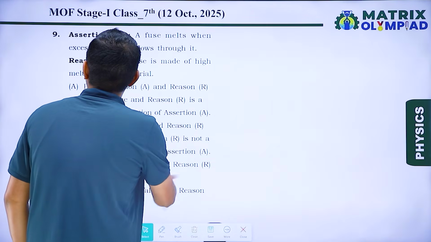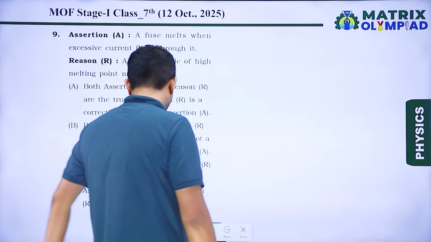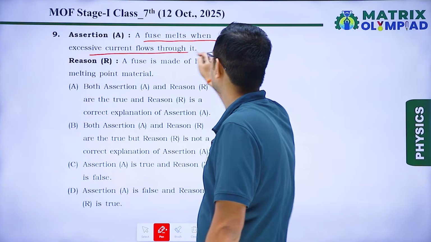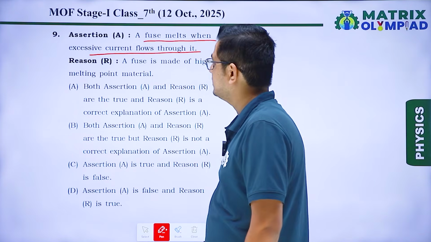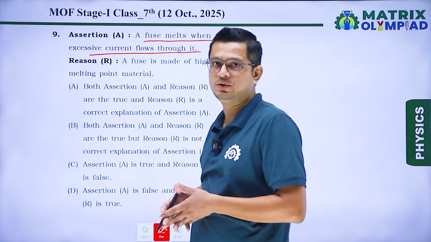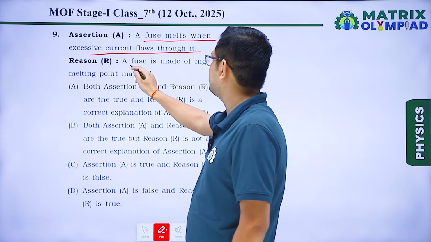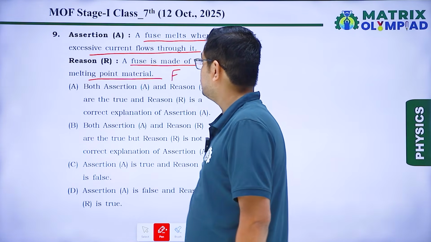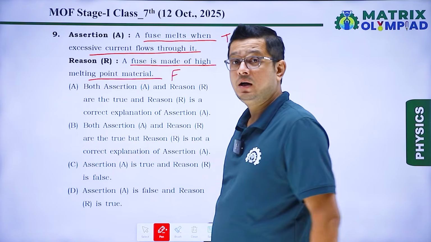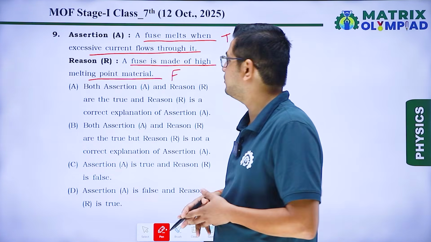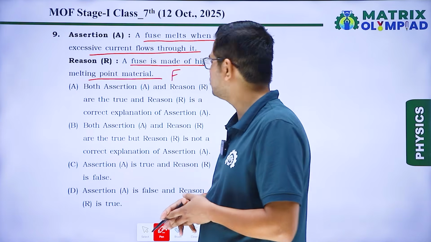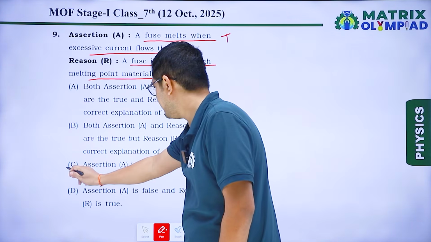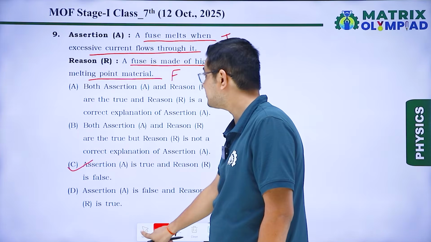Okay. Next question, that is question number 9, assertion reason. In assertion, a fuse melts when excessive current flows through it. Yes, this is a true statement. That's why it will break the circuit due to faulty condition. In reason, fuse is made of high melting point material. No, this is false. Fuse wire is made of a material having low melting point. Okay, tin and lead is used for it generally. So assertion is true, reason is false. So we'll say option C is our correct answer.